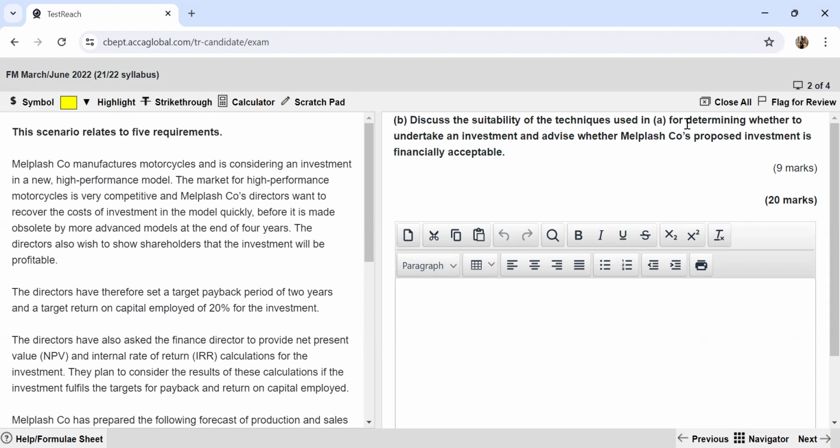You need to talk about the decision rule, how they are calculated, what they show, and whether they are meeting the targets that the directors have set or not. So this is how you comment on them. And then lastly, you also give advice regarding the financial acceptability. So let's go back to the numbers so that we know what we can write about it.